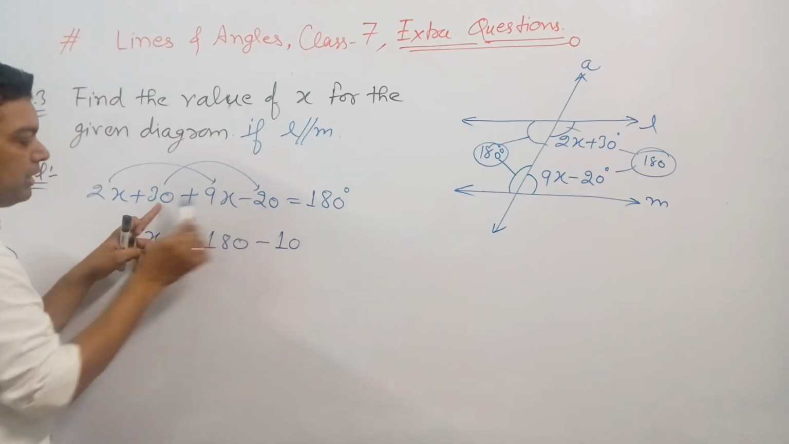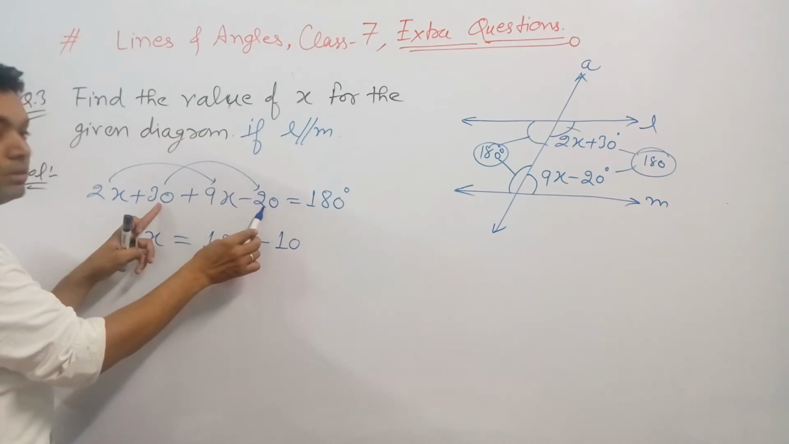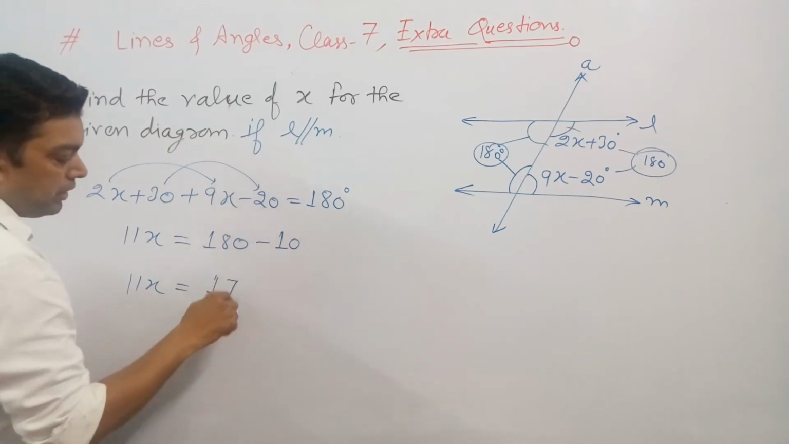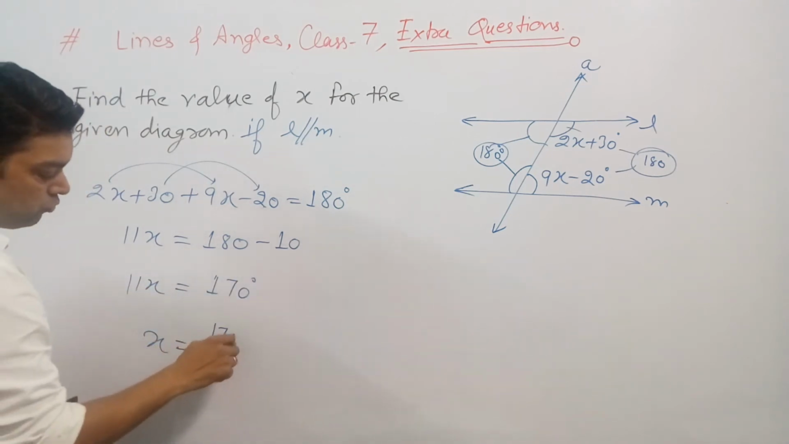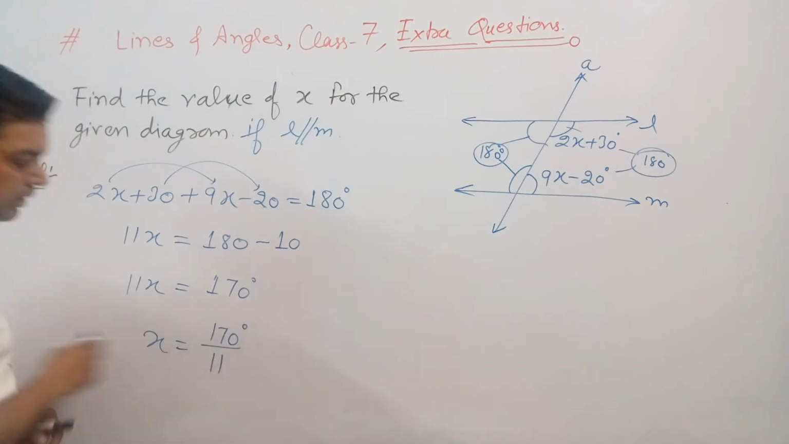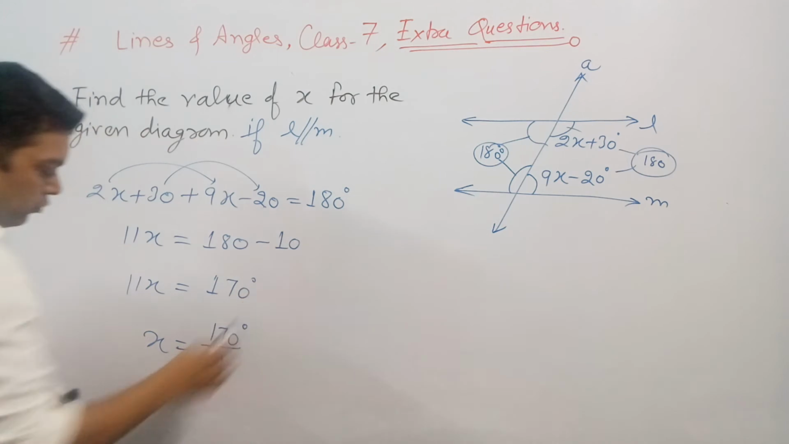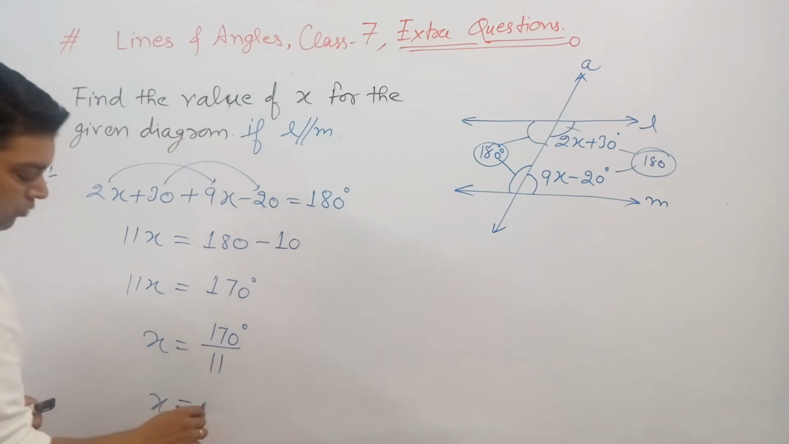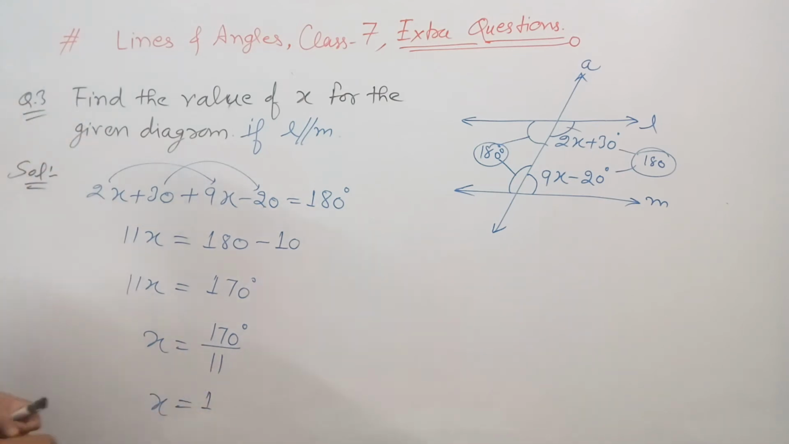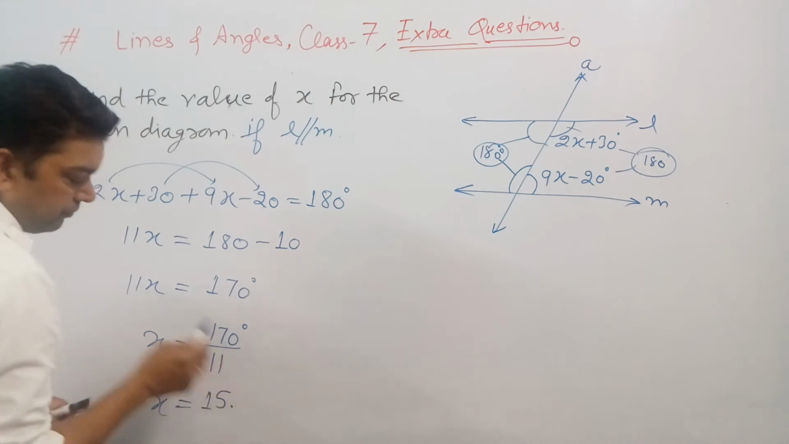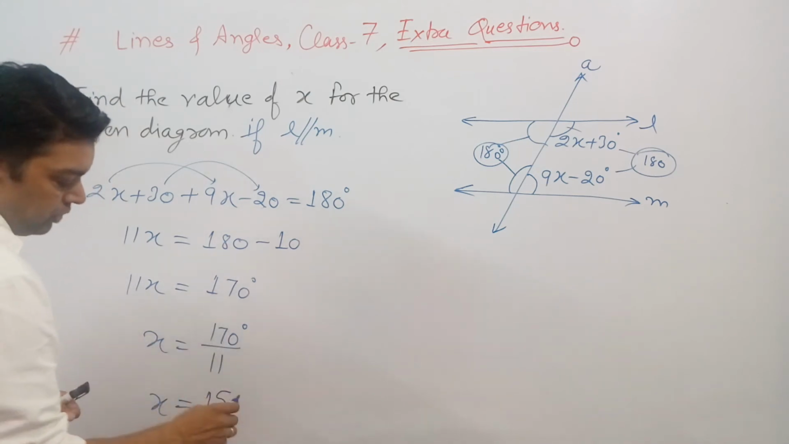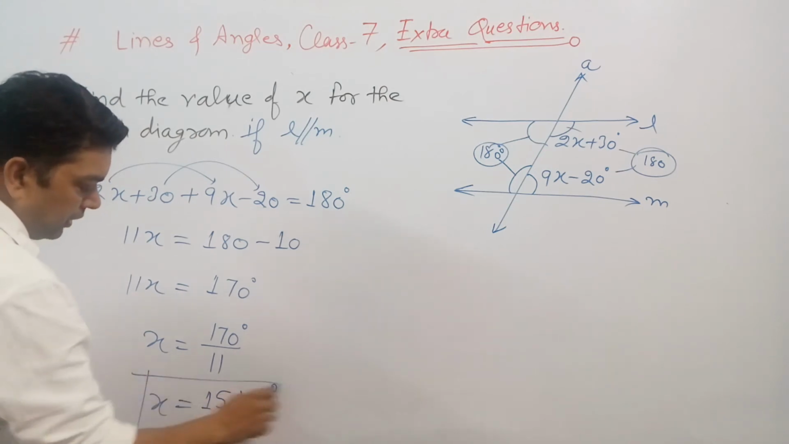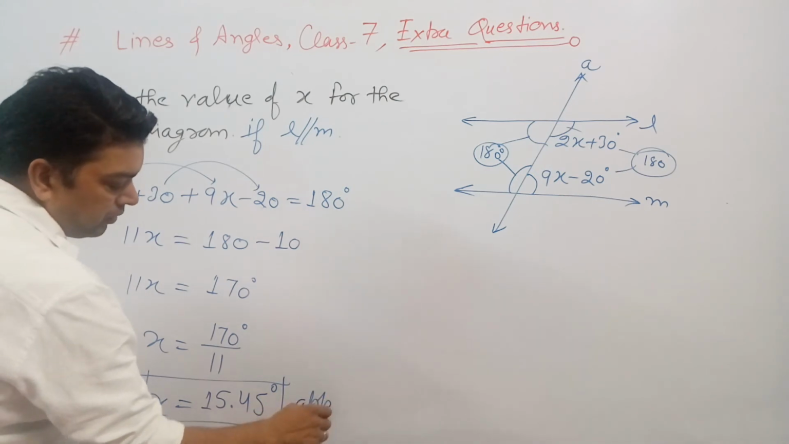I solved 30 and 20 here, 30 minus 20 becomes 10 degrees plus. Then 10 went to the right, so it became negative. 11x is equal to 170 degrees. X is equal to 170 degrees divided by 11. This is the answer only, or you can find it in decimal. 11 ones are 11, 60 left, 11 fives are 55, and then again 50, 11 fours are 44, 60, 11 fives are 55. Approximately this is the value.